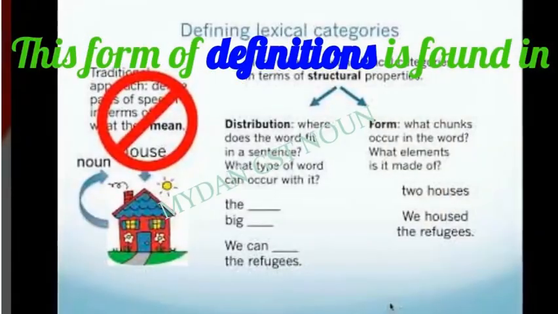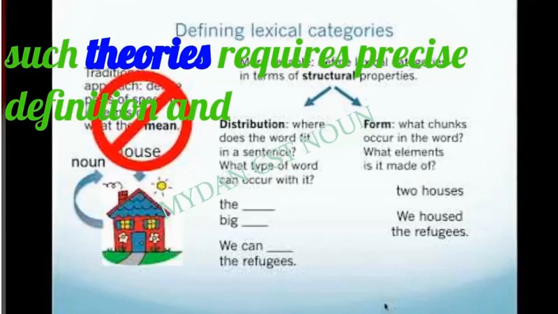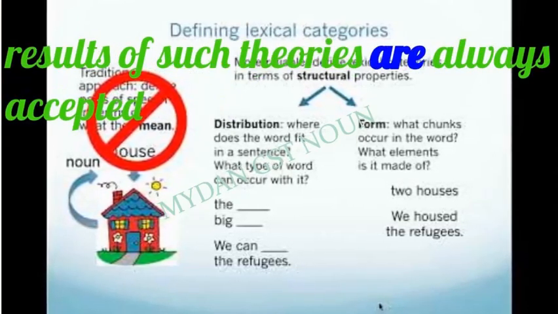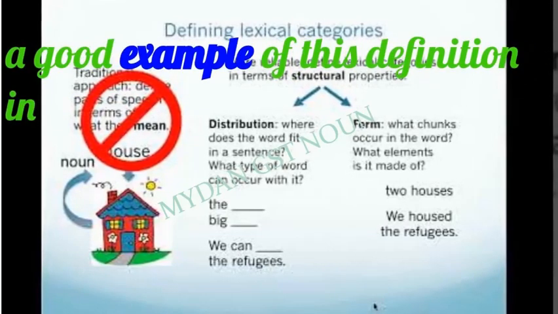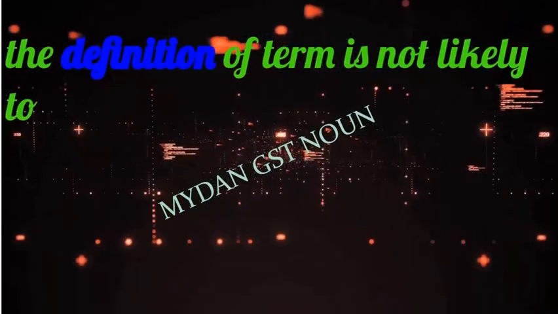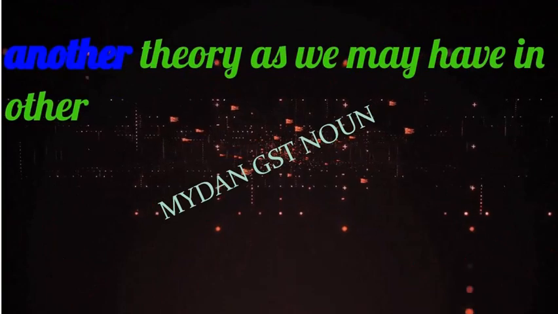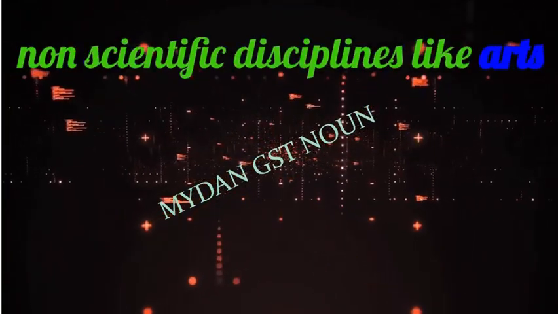This form of definition is found in disciplines that formulate theory, and such theories require precise definition, and the results of such theories are always accepted as correct. Scientific disciplines are a good example of this definition. In this kind of discipline, the definition of a term is not likely to contradict another definition based on another theory, as we may have in other non-scientific disciplines like arts and social sciences.